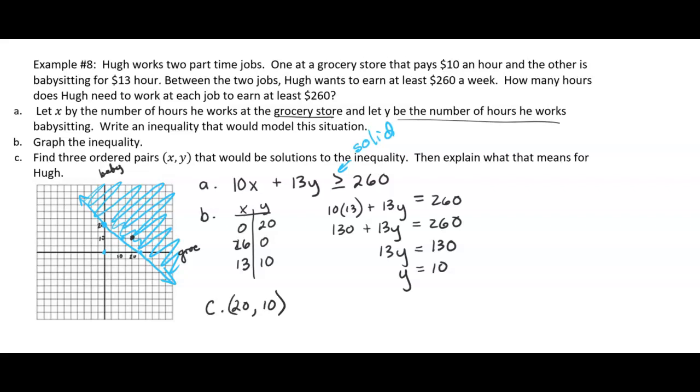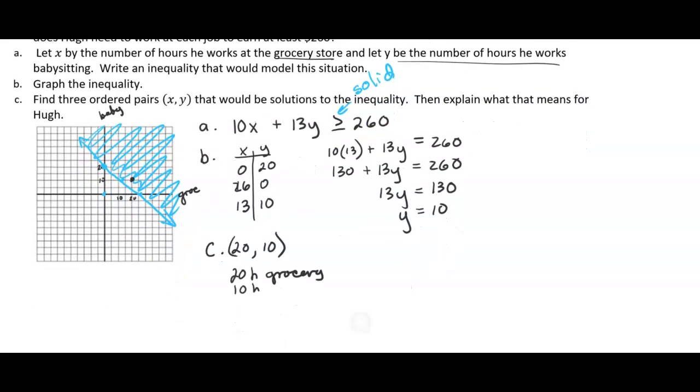It means he would work 20 hours at the grocery store and 10 hours babysitting. Let's scroll this up a little bit. Now, if that were true, how much money would he make? Well, he'd make 10 times the 20 hours at the grocery store plus 13 times the 10 hours babysitting, and that would be 200 plus 130, so he'd make $330. Yeah, that would work because that's more than 260, so that's a solution that would work.